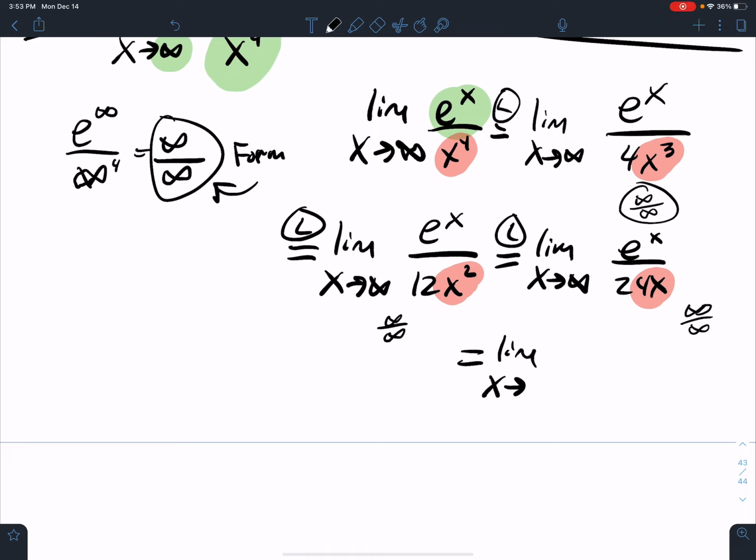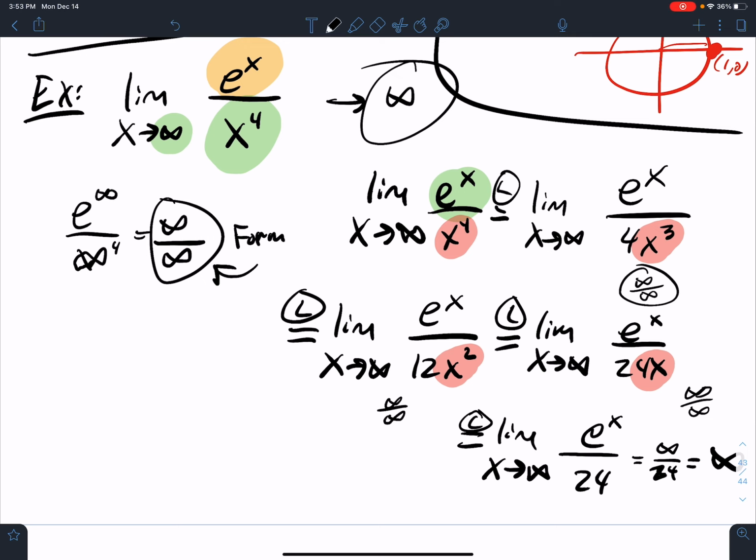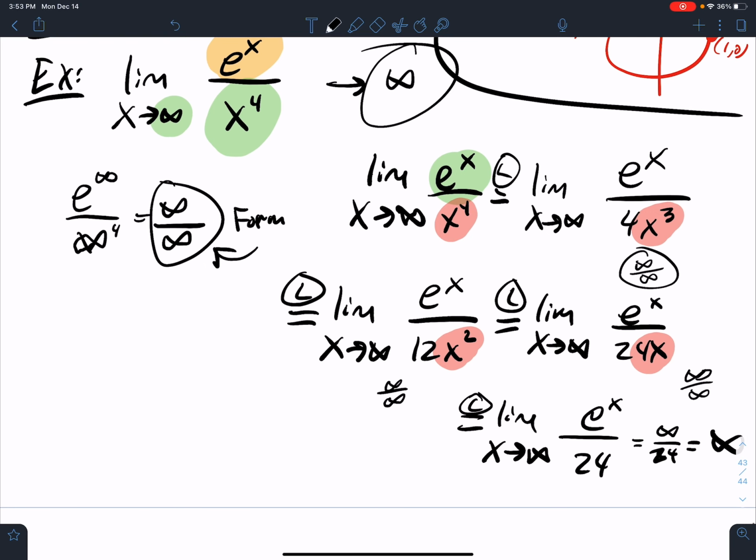So the limit as x goes to infinity of e to the x over 24. Now I get infinity over 24, which is infinity, which was exactly what I was thinking it would end up being. So all's right in the world.